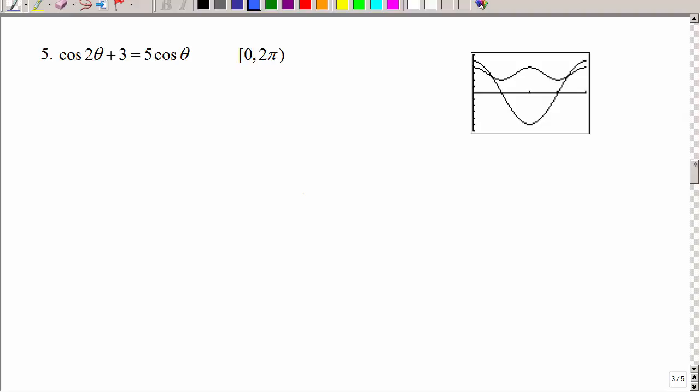Number 5. So I see that we have the same trig function, but not the same angle. So again, I need to look at those double angle identities and see if I can have a relationship between cosine 2 theta and cosine. Well, cosine 2 theta, we have lots of choices, as we saw before. But this time I'm going to choose that one because it relates cosine to cosine and it doesn't involve sine at all. So I'm going to substitute this in here.